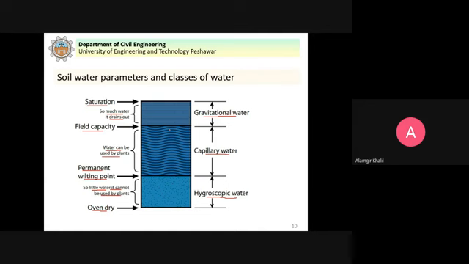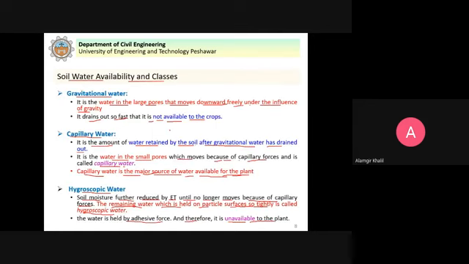This is available, but you see here that it drains out so fast. It drains out so fast that it is not available to the crops. You can see that when the rain happens, the soil profile is wet, but after some time it dries out.